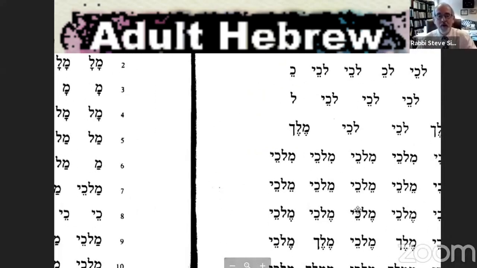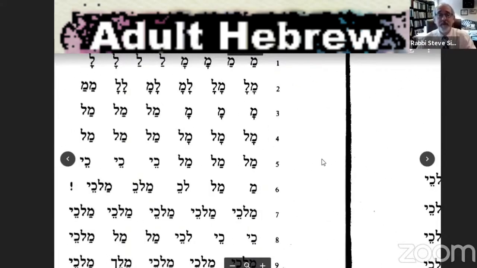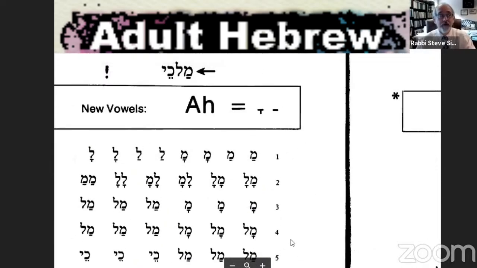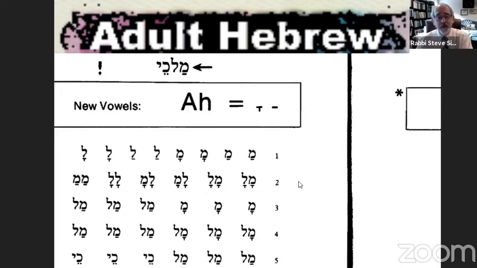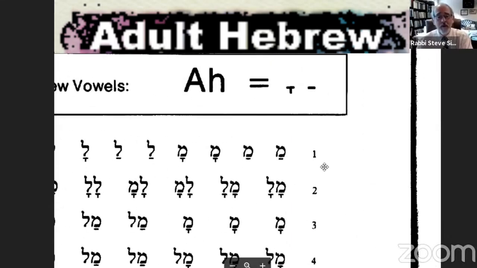So now we're going over to this page. And you see here 2 new vowels. Ah and ah. This is the ah vowel. I call this the T vowel. They're pronounced the exact same way. We have 2 forms of the ah vowel. So same letters as you have seen before.